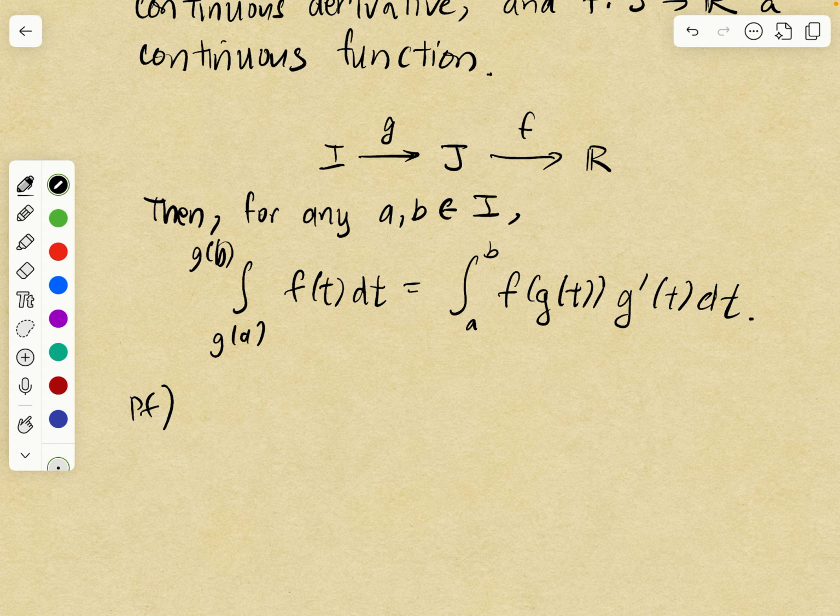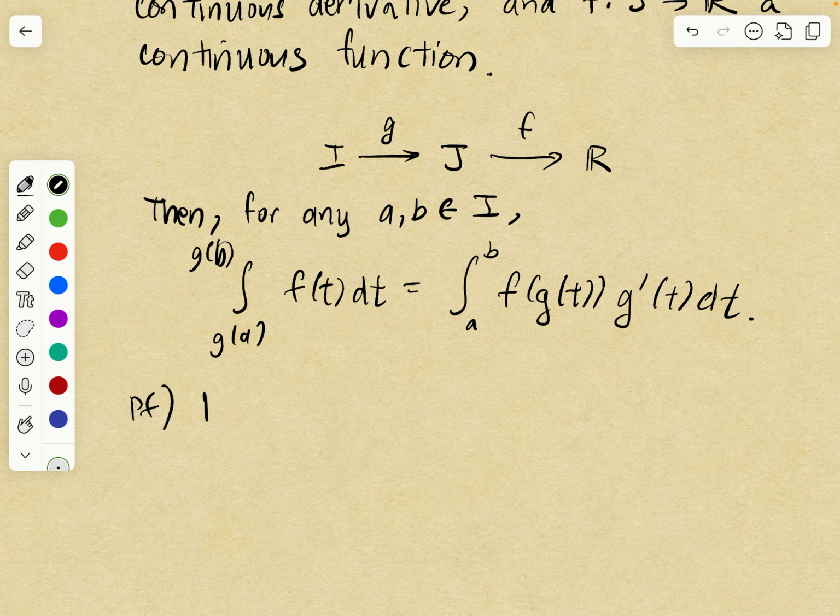So the idea is that we're trying to show that these two numbers are equal, and they're both integrals. The idea is to look at the functions that are defined by these integrals and then show that they have the same derivative. Then if they have the same derivative, the difference must be a constant. And then we show that the constant is 0.